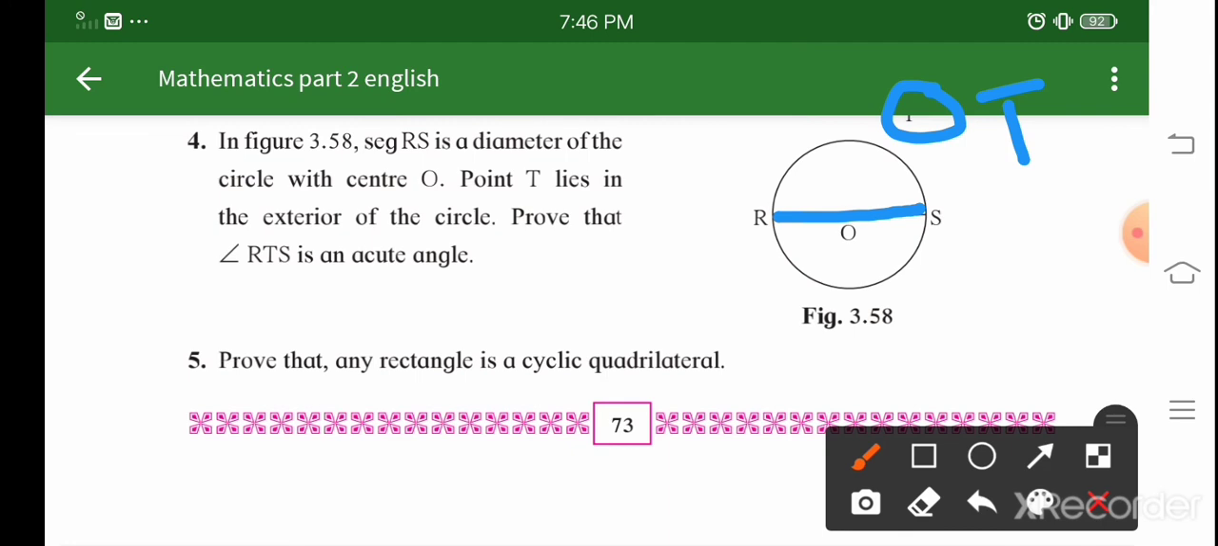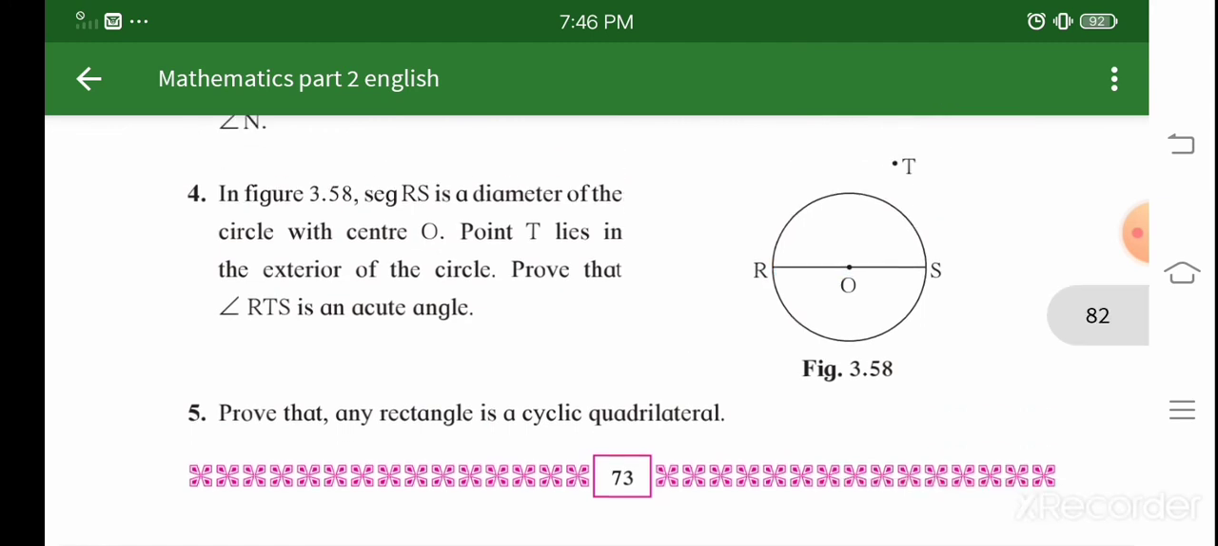So what do we have to prove? We have to prove this angle RTS is an acute angle. Acute angle means less than 90. So how can we prove that?